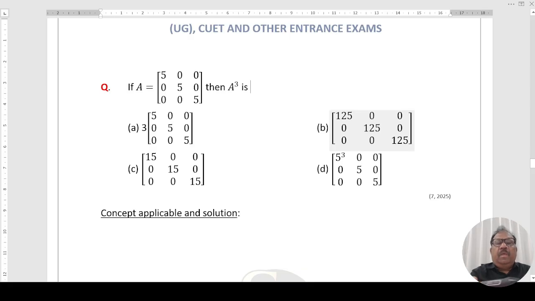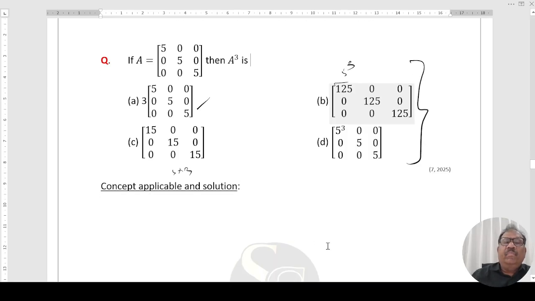Question is, if A equals the matrix 5 0 0, 0 5 0, 0 0 5, then A cube is 3, 20 as it is, 125, 5 to the power 3. In this case, it is not 5 into 3. In this case there is no relation. We have to pick up one of the correct answers.